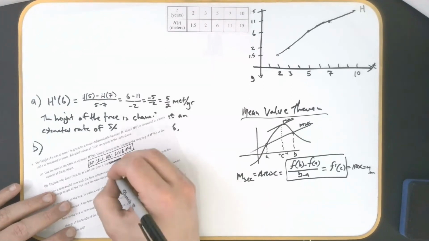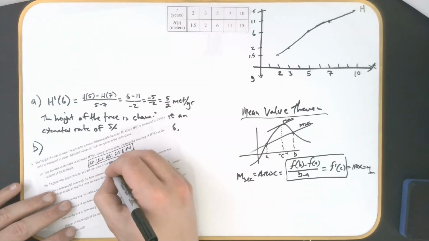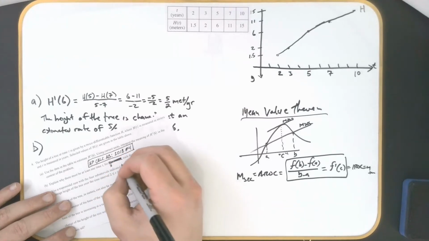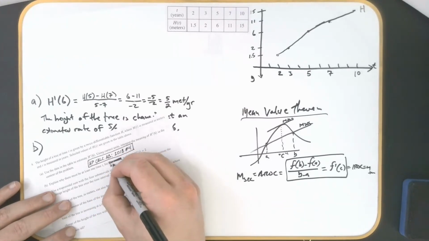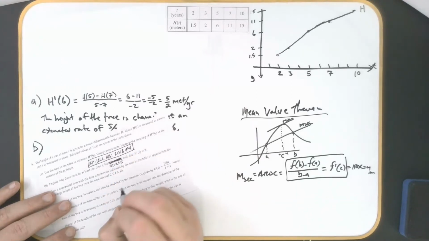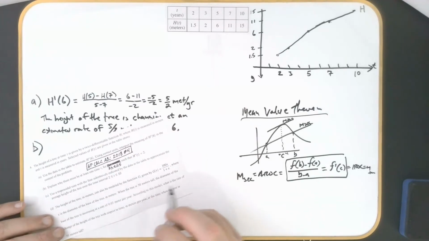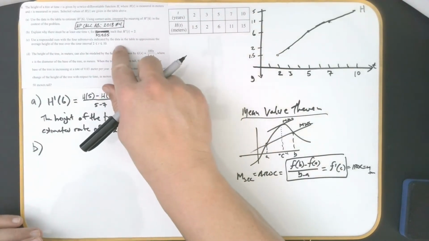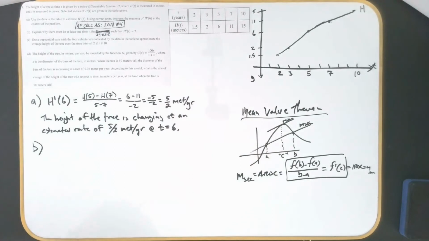And I'm just going to write my new domain here, which is going to be 3 less than or equal to t, less than or equal to 5. So that's what we're going to be looking at, 3 to 5. If you tried to do it the other way and were confused, that's why you were struggling. You get a different conclusion.